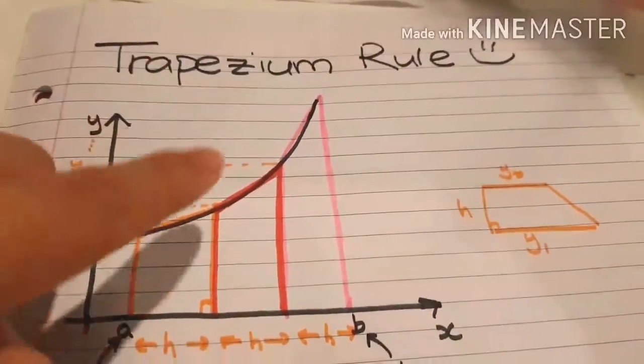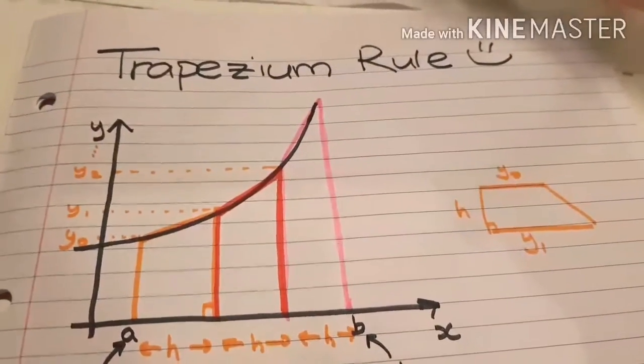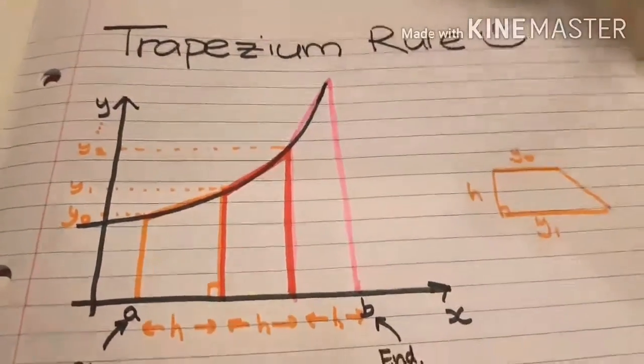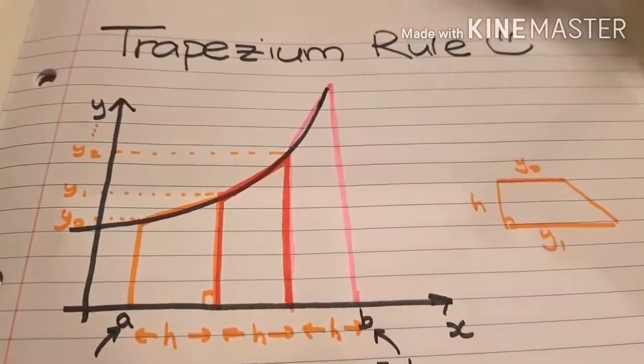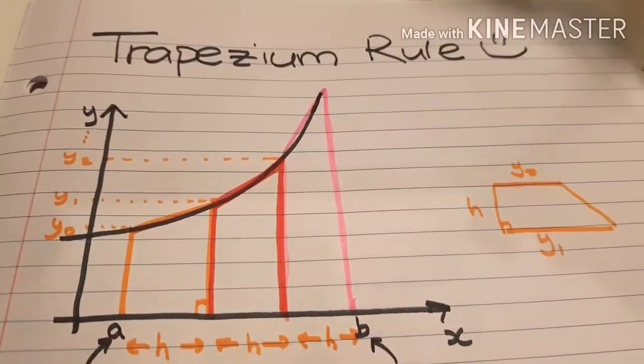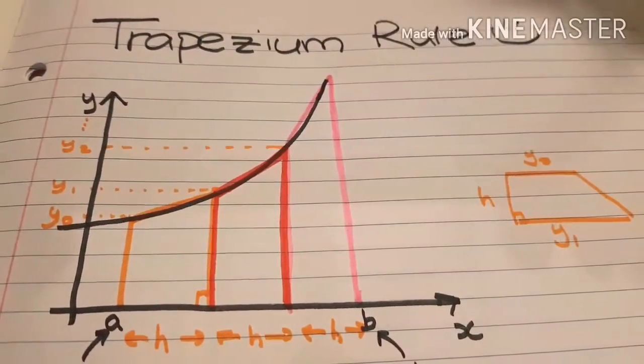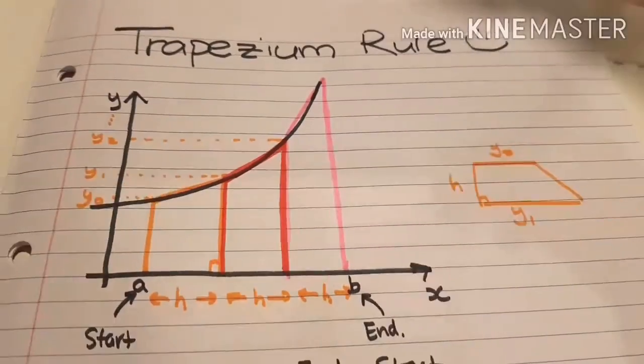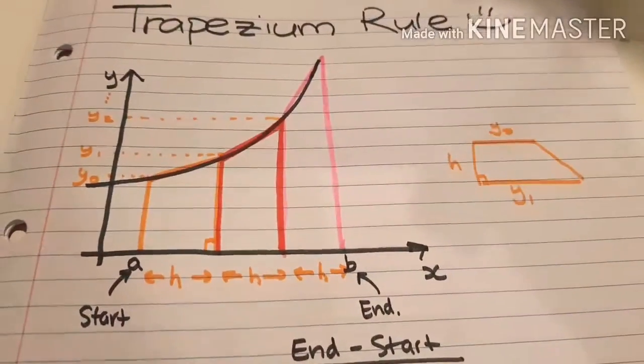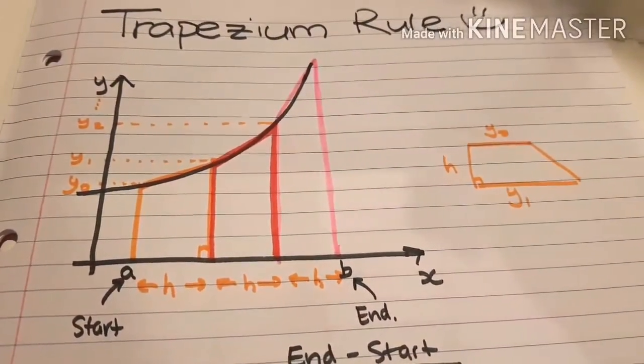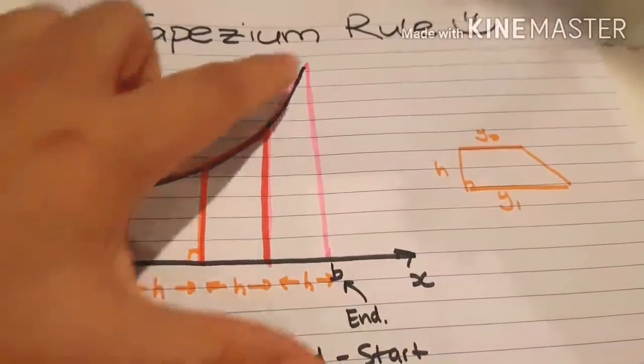Today we're going to go over the trapezium rule. This time it's not a rectangle, but a trapezium. Let's have a look and see how this method works. In the question it said find the area under the curve from A to B.